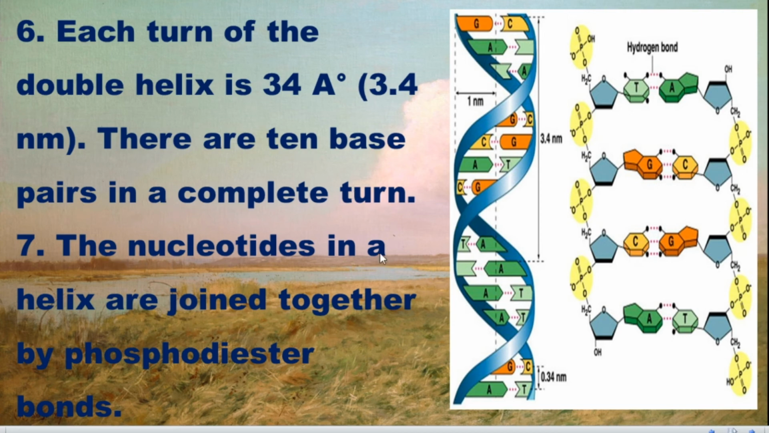The nucleotides in a helix are joined together by the phosphodiester bond. The nucleotides, that is adenine, guanine, which we call nitrogenous bases, along with sugar and phosphate, all together we call phosphodiester bond. The nucleotides in a helix are joined together by the phosphodiester bond.